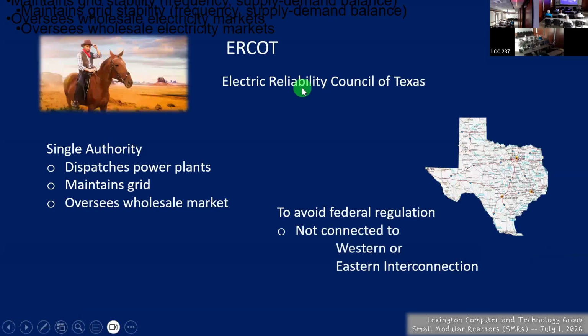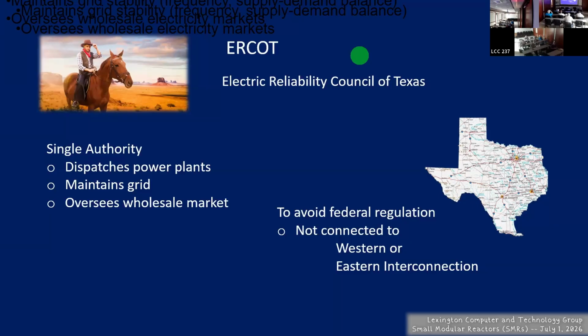Now, ERCOT, I don't know what this stuff is. ERCOT, Texas is way ahead of the game. Texas has the Electric Reliability Council of Texas. It's a single authority. It dispatches power plants, maintains the grid, and oversees the wholesale electric market.